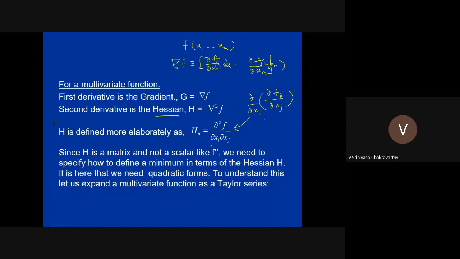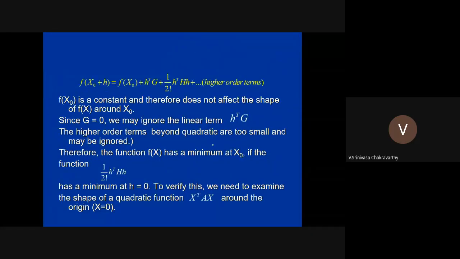Now we need the concept of how you find out whether the function has a minimum or a maximum. So let us look at that. First, let us take a general multivariate function f, and let us examine if it has a minimum or a maximum at a given point x0.